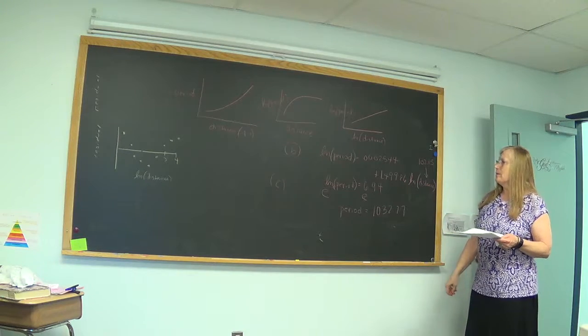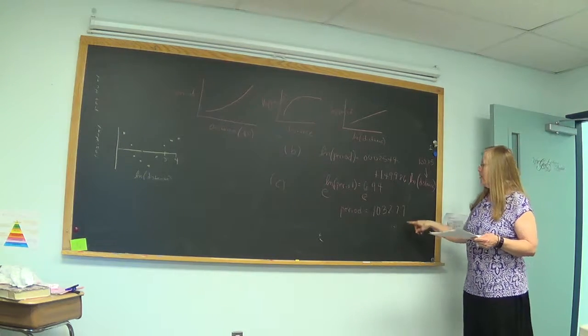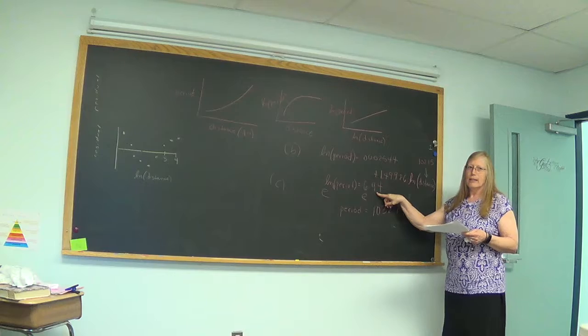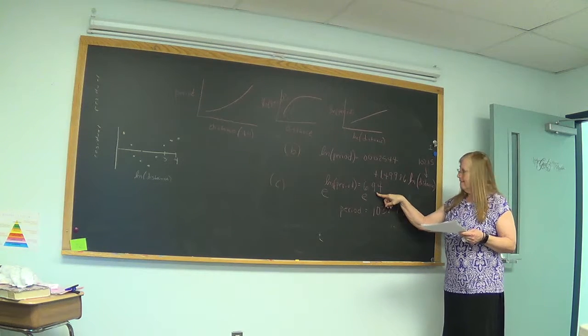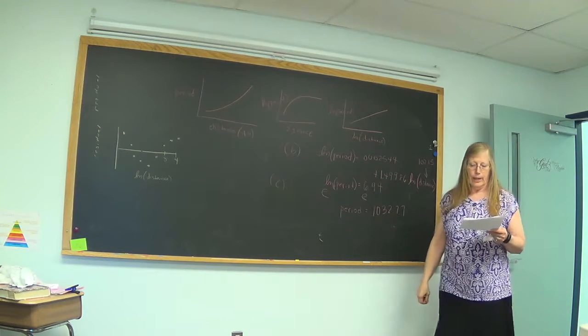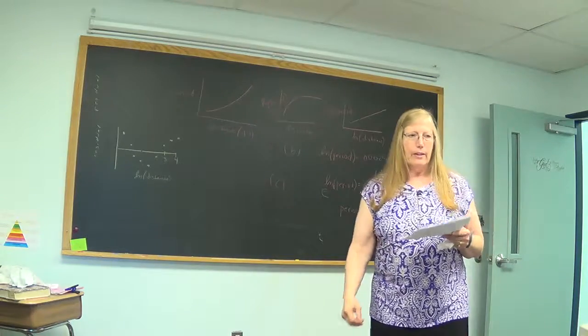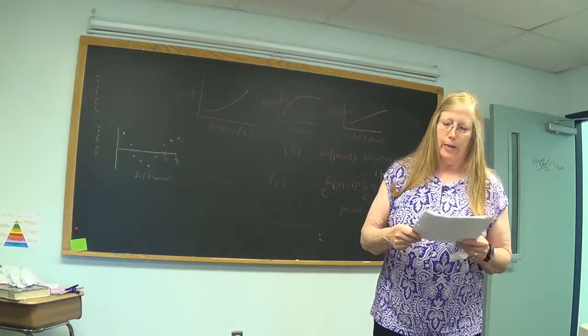So who was getting a weird number? Bree, you were getting a weird number? They didn't use the ln on the distance. It says ln distance here. Okay, no, we didn't. Read it. Okay, sorry. Recalculate. That's the only place I see them. You have to follow the equation.